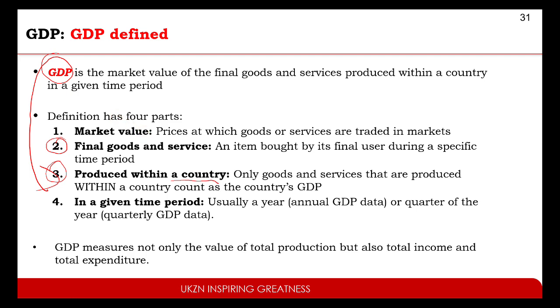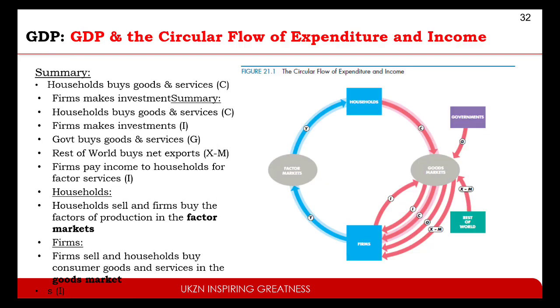That's GDP. GDP measures not only the value of total production, but also the total income and total expenditure. That makes sense, right? When you buy a good, the value of the good is technically your expenditure, but it's also the income for that business. So if I'm a business and you spend, let's say, 10 rand, for you that's an expense, for the business it's an income. That's how it works.